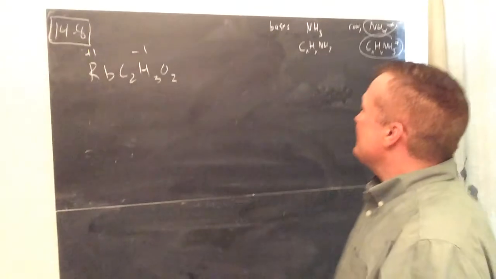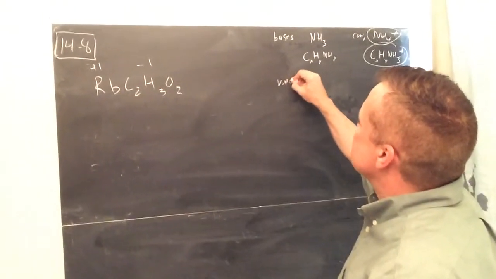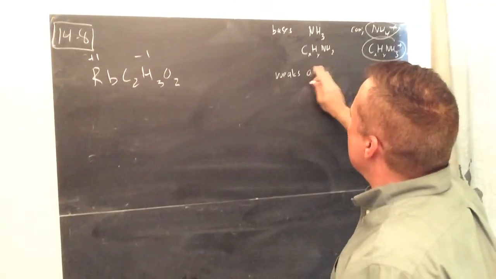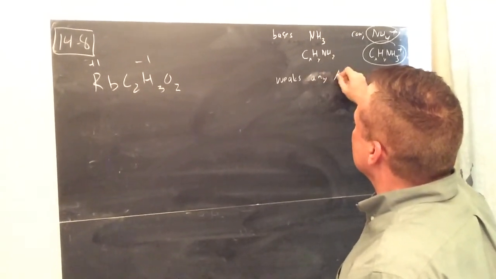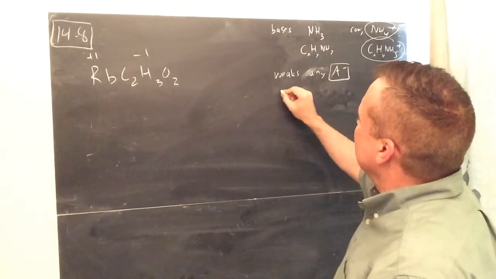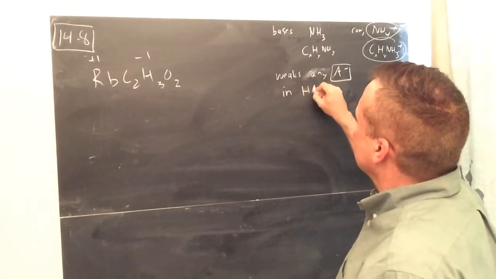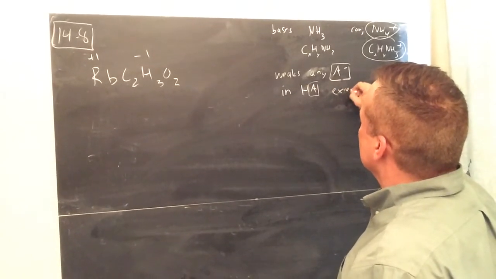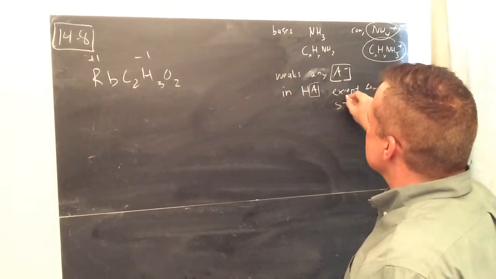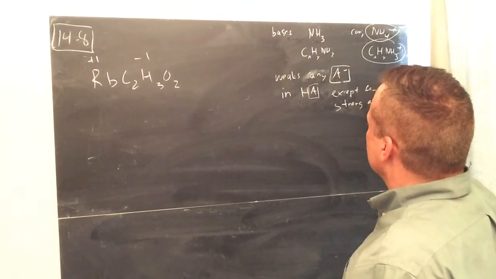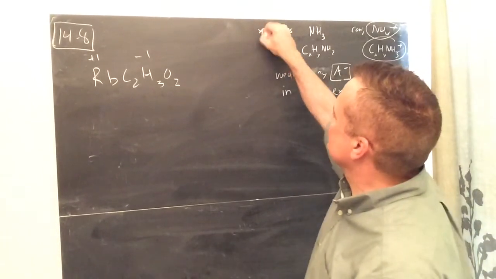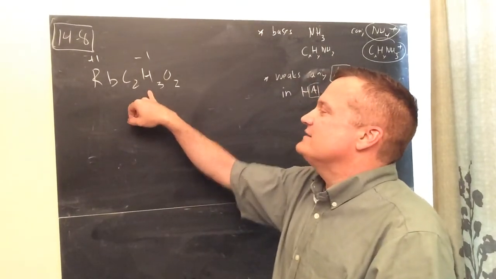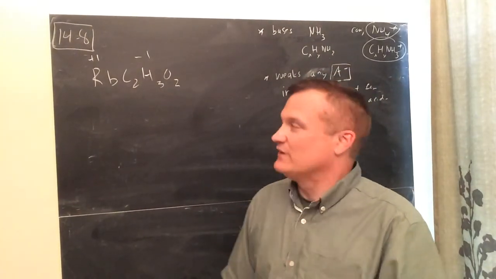Now, the weak acids: any A minus in HA, any A minus except for strong acids, and you know that. Okay, so those are the two rules, the two main things to be on the lookout for. So acetate comes from a weak acid, so it will affect water.